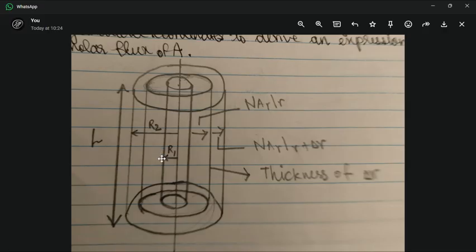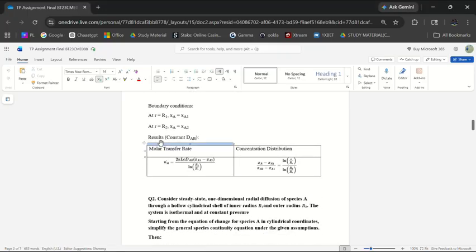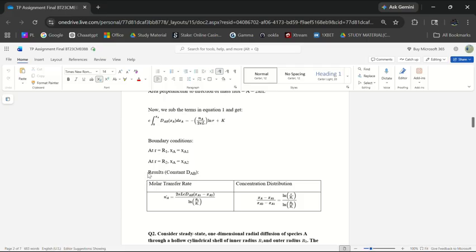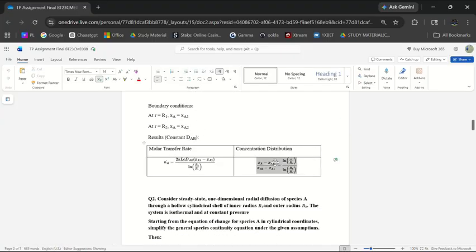At this point, the mole fraction of component A is XA1. At this point, the mole fraction is XA2. Now we find the final results, assuming constant DAB; this DAB does not change with time or radius. The molar transfer rate, the rate of mass transfer, comes out to be this when we apply these boundary conditions into this equation. The concentration distribution, the profile, comes out to be this.